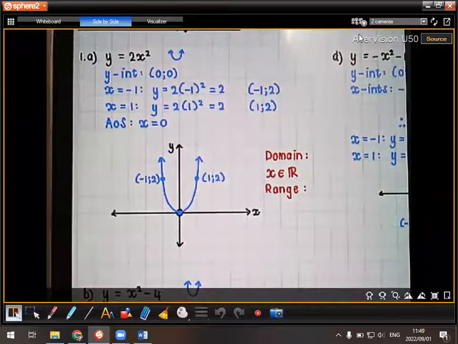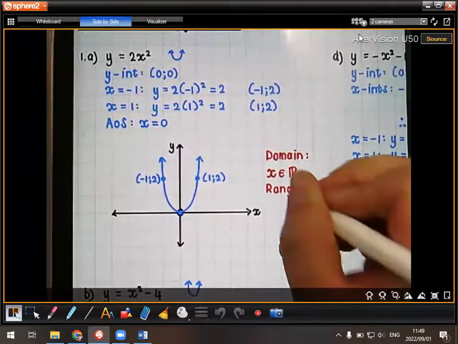What do we think for the range now, guys? Does this graph have a maximum y value or a minimum y value? A minimum y value, right? Yes, Daniel? 0 to infinity, yes. So you can write it like that.